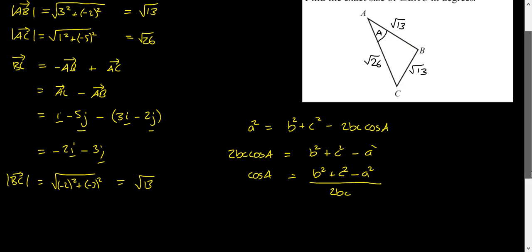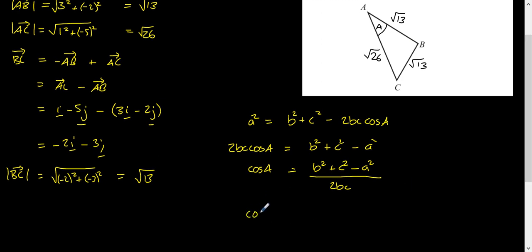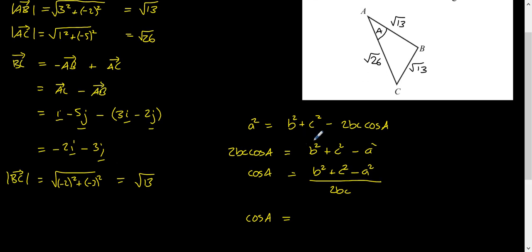Okay, some of you have got it memorized that way, which is absolutely fine. So now it's just about substituting in. B and C are interchangeable. So I could call this B, I could call this C, as long as the one opposite is A because you're subtracting it. So what have we got? B squared 13 plus C squared 26 minus A squared, which is 13, divided by 2 multiplied by root 13 multiplied by root 26, 2bc.